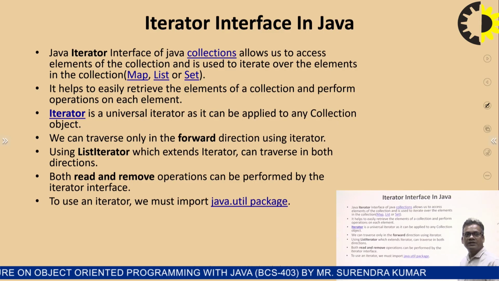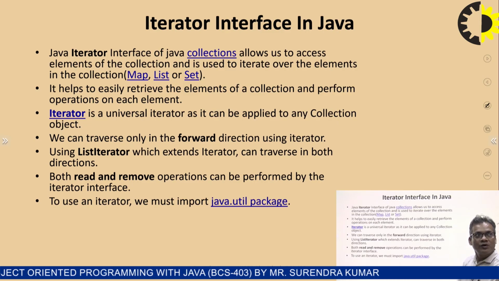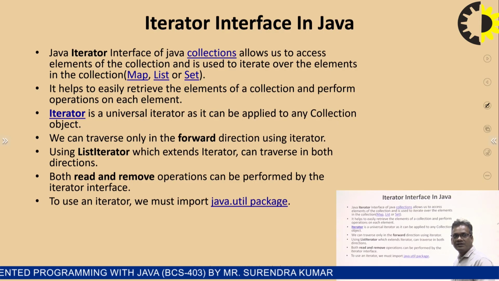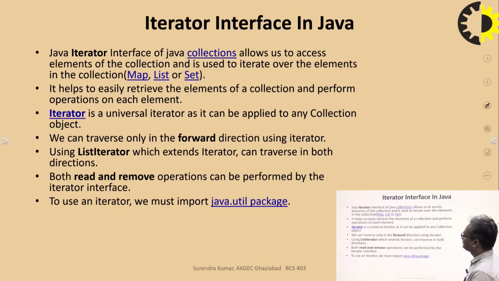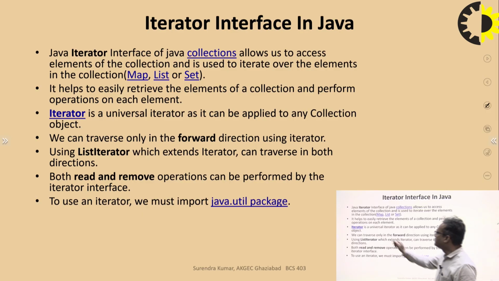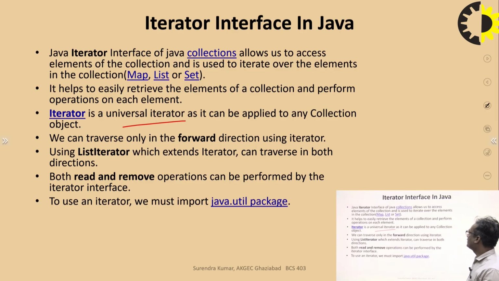Iterator interface in Java is basically the topmost interface that is allowed to access all elements of the collection and is used to iterate over the elements. That's why iterator is on the top of the hierarchy. So it is used with map, list and set. It helps to easily retrieve the elements of the collection and perform operations on each element. Iterator is a universal iterator as it can apply to any collection object available in Java.